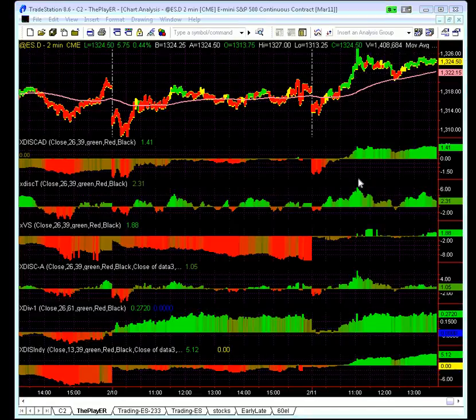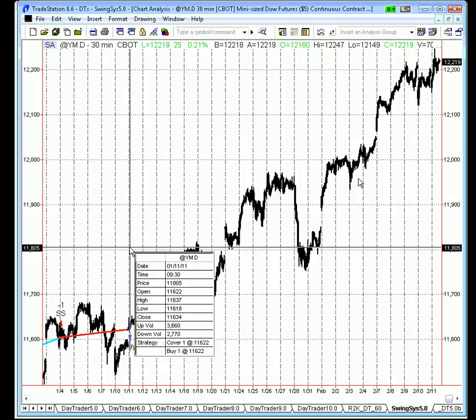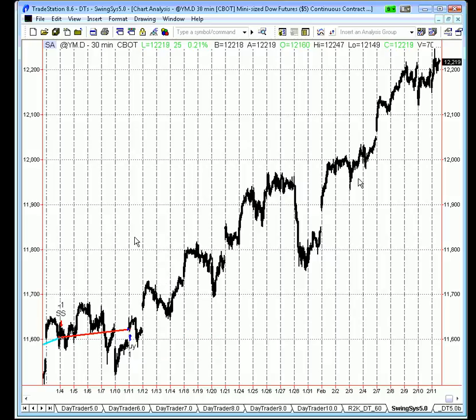So there's what we just looked at, our intraday dynamics. Look at this beautiful trade that we have in our venerable Swing System 5.0. It trades the Dow. Went long way back on the 11th at 11,622, now at 12,219. So a very impressive 600-point gain in the Dow contract. That, of course, is $5 a point. So some very healthy gains as the long trade continues to surface.